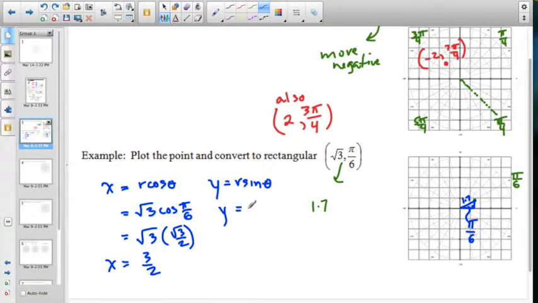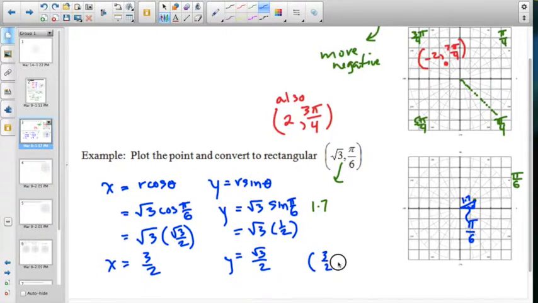Our y value then is the square root of 3 times the sine of pi over 6. So that's the square root of 3 times a half. And then knowing these exact values really makes this thing go a lot faster. So that's the square root of 3 over 2. So our Cartesian coordinates are 3/2, the square root of 3 over 2. So this is about, if the square root of 3 is about 1.7, then we're looking at about 0.85, and if you notice, it's just under 1.